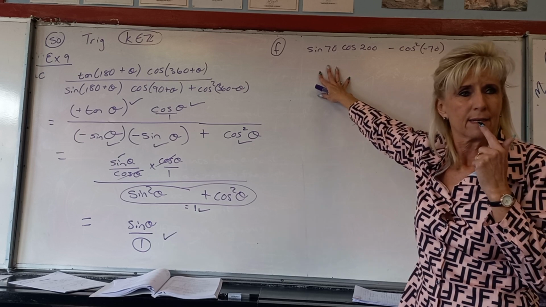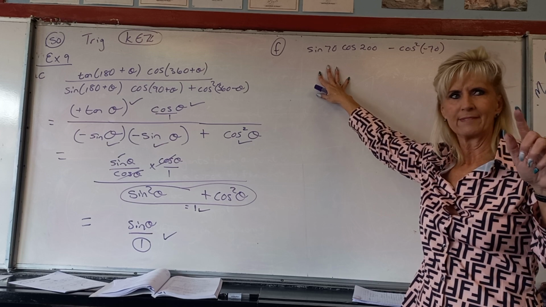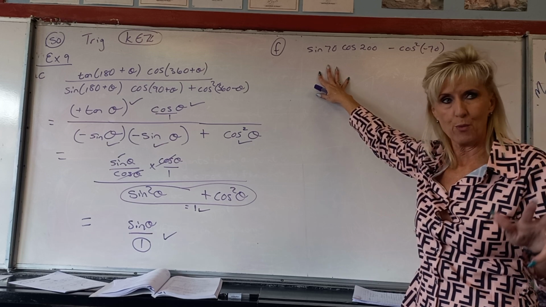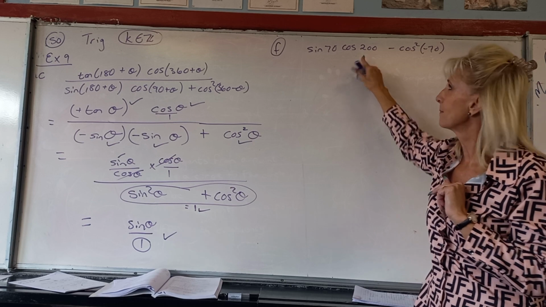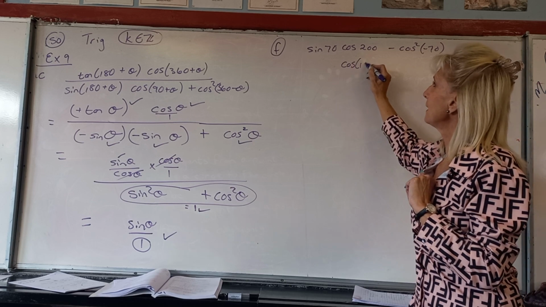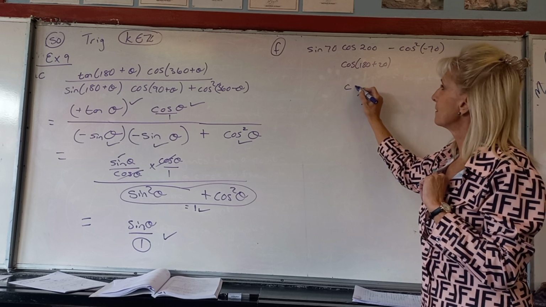Say again. Cos 20, yes, but why would you do that now? Yeah. If you've done it already for homework, you know why. Because cos 200, you're going to change into 180 plus 20. So what's going to pop out of here? 180. Cos 20.